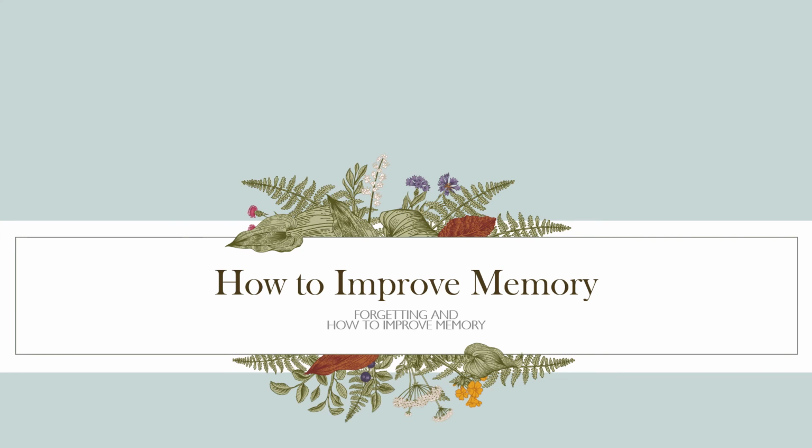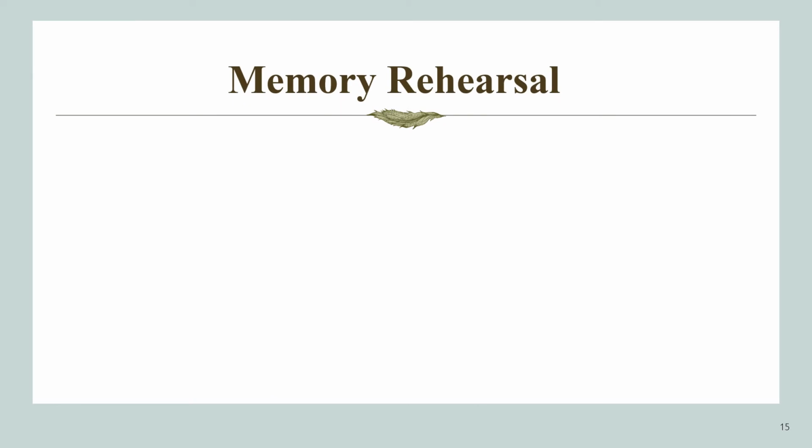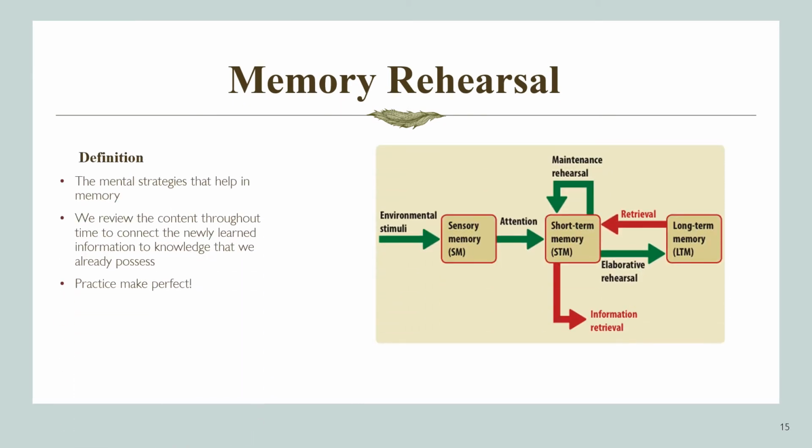Next will be how to improve memory. There are also three ways. The first one is memory rehearsal. Memory rehearsal refers to the mental strategy that helps in memory. We will review the contents throughout time to connect the newly learned information to knowledge that we already know. Practice makes perfect.